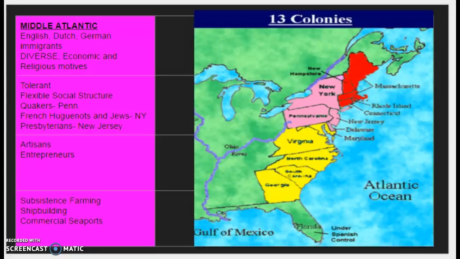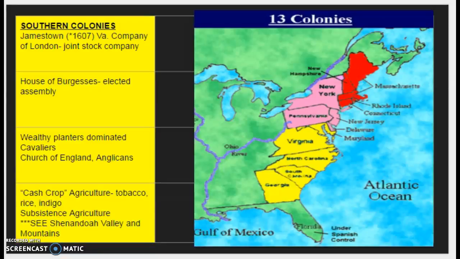As far as economics, they share a couple of similarities to New England in terms of small subsistence farms. Shipbuilding is common, and then they're unique in that they have commercial trade centers. New York City and Philadelphia, both on deep water river channels, develop into major cities of the colonial period and very important commercial seaports. So that's unique to the Middle Atlantic region. So very diverse, very tolerant. If you wanted to go anywhere, probably the Middle Atlantic was the most free and most democratic and less constraining of all the regions.